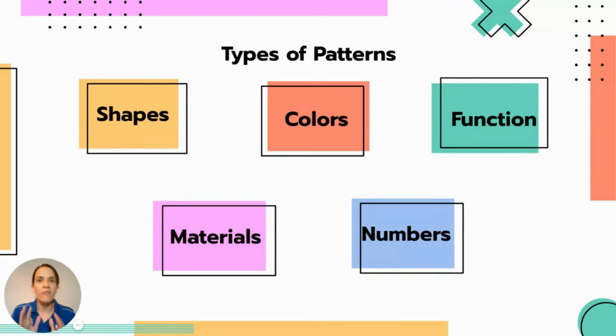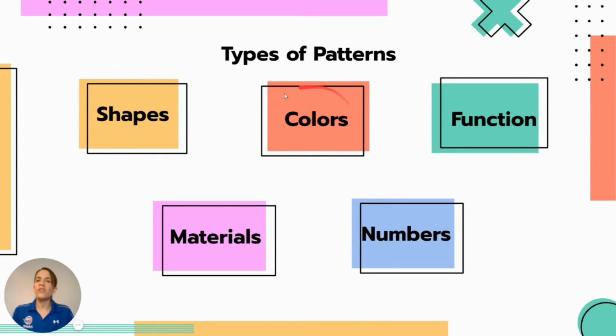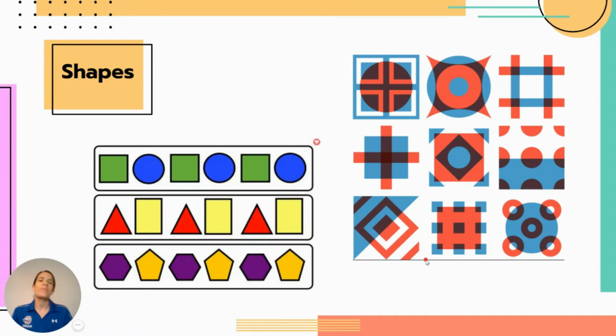So, there are different types of patterns, okay? I'm pretty sure you already know how to identify patterns made out of shapes and patterns made out of colors, right? Shapes like triangles, circles, squares. Colors like red, blue, orange, right? But today I'll show you how you can also identify patterns by how they work, by the function, the materials, and very specific number patterns.